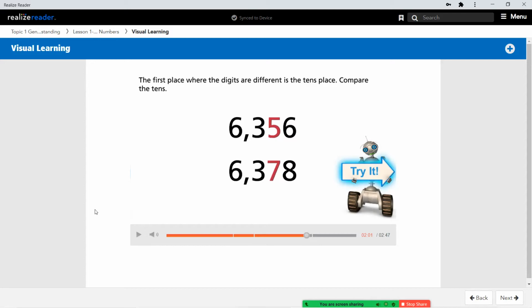Now, you do not need to go past this point. This point is where you have to stop. You compare as soon as you get to a set of digits that are different from each other. That's where you make the comparison, and that's where you finish. So over here, because we know that 7 is greater than 5 or 70 is greater than 50, we're done. We already know that 6,378 is greater than 6,356. Or you could read it as 6,356 is less than 6,378.